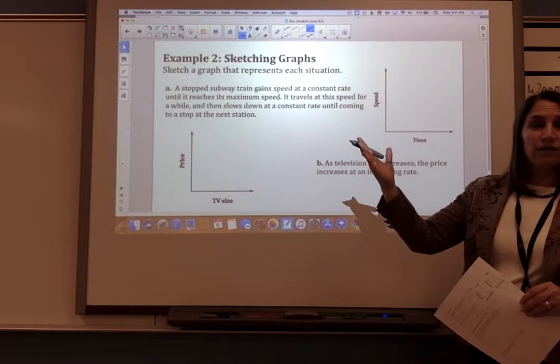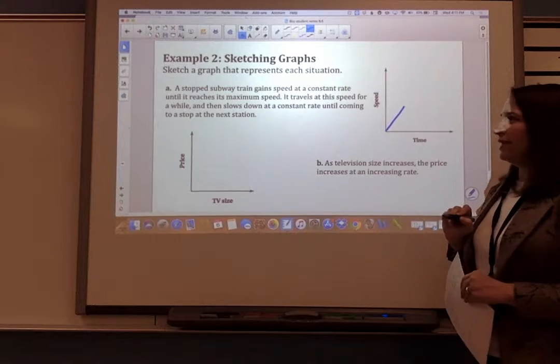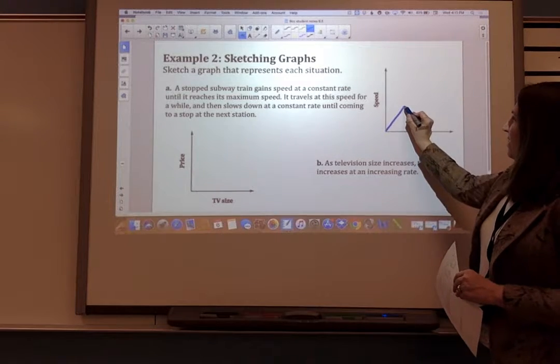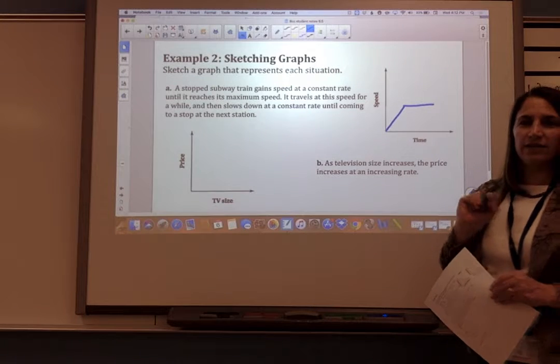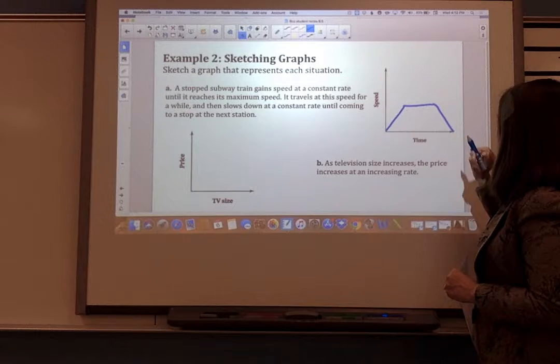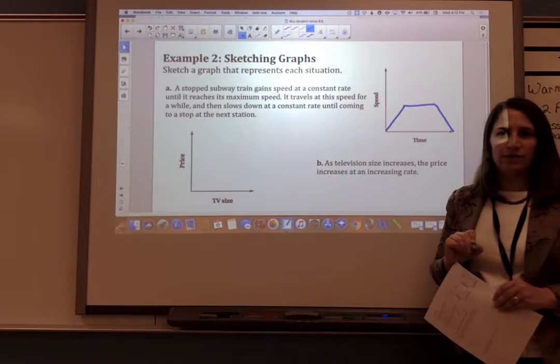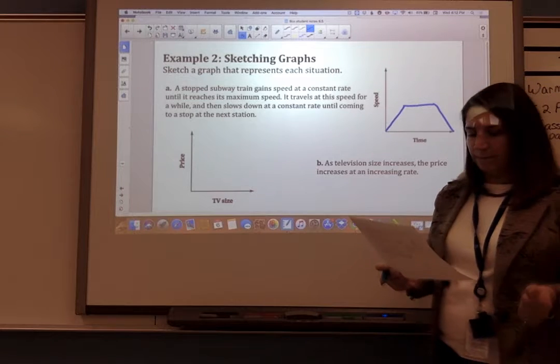It starts not moving at all, right? Then it gains speed, so we have a straight line. Then it stays at the same speed, so we have a horizontal line, and then it decreases until it stops. So it decreases until it's back down to zero. So that would be a sketch of what that situation looks like.